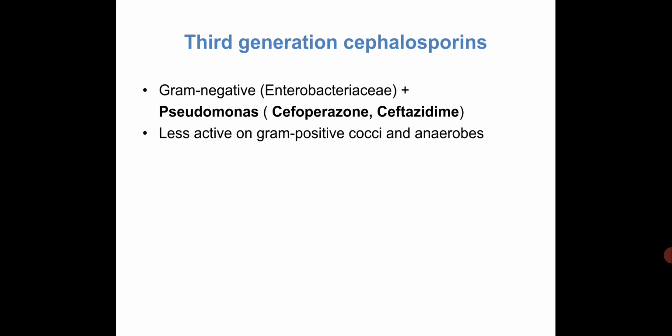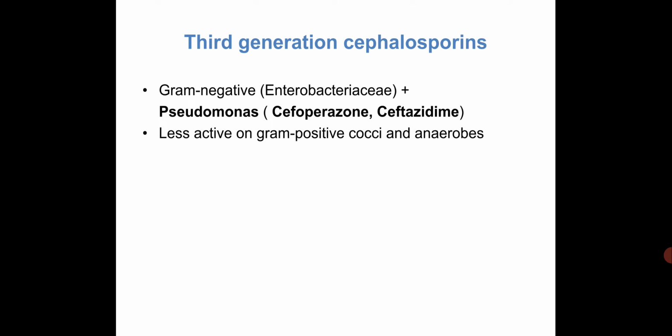Let's see the third generation cephalosporin. This third generation cephalosporin is more active against gram negative organisms, particularly the Enterobacteriaceae, and plus Pseudomonas. Some third generation cephalosporins like cefoperazone and ceftazidime are also effective on Pseudomonas infection.